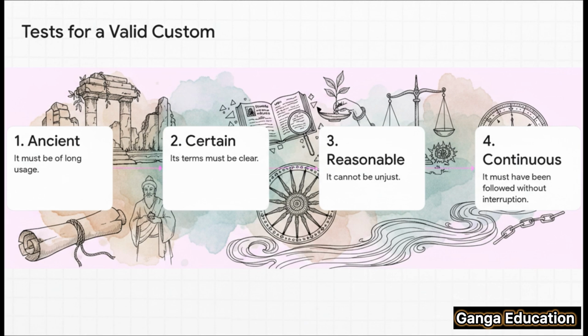For a custom to be legally valid, first, it's got to be ancient. Second, its rules have to be certain and clear, not fuzzy. Third, it has to be reasonable, so it can't be unjust. And finally, and this is a big one, it must have been followed continuously, without any major breaks.